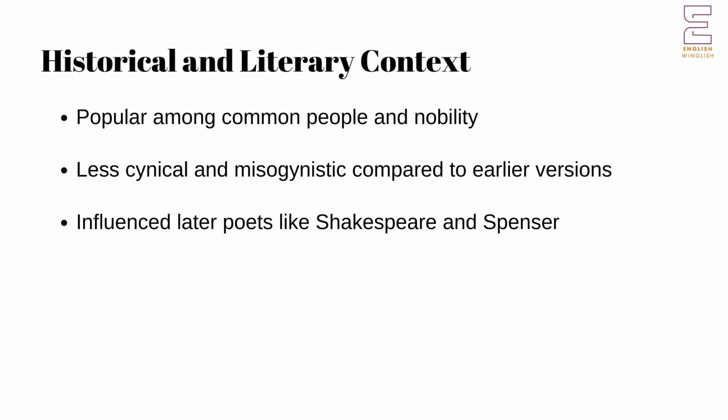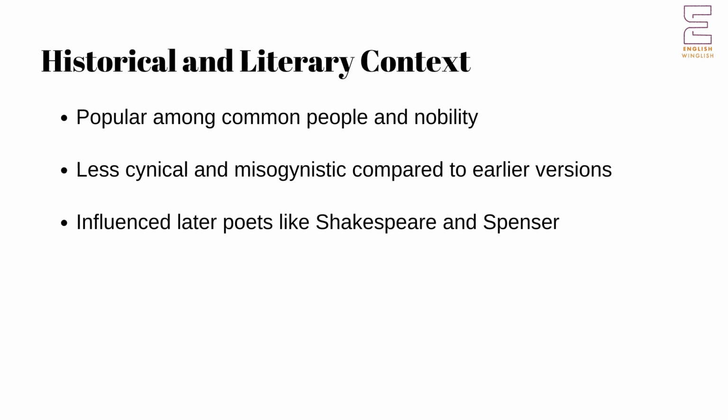Historical and literary context. The story of Troilus and Criseyde had been told in various forms before Chaucer, notably in works of French and Italian authors. However, Chaucer's version is distinct for its less cynical and misogynistic tone. This work gained popularity due to its appeal to a wide audience from commoners to nobles, who were drawn to its themes of courtly love and its insightful social commentary.